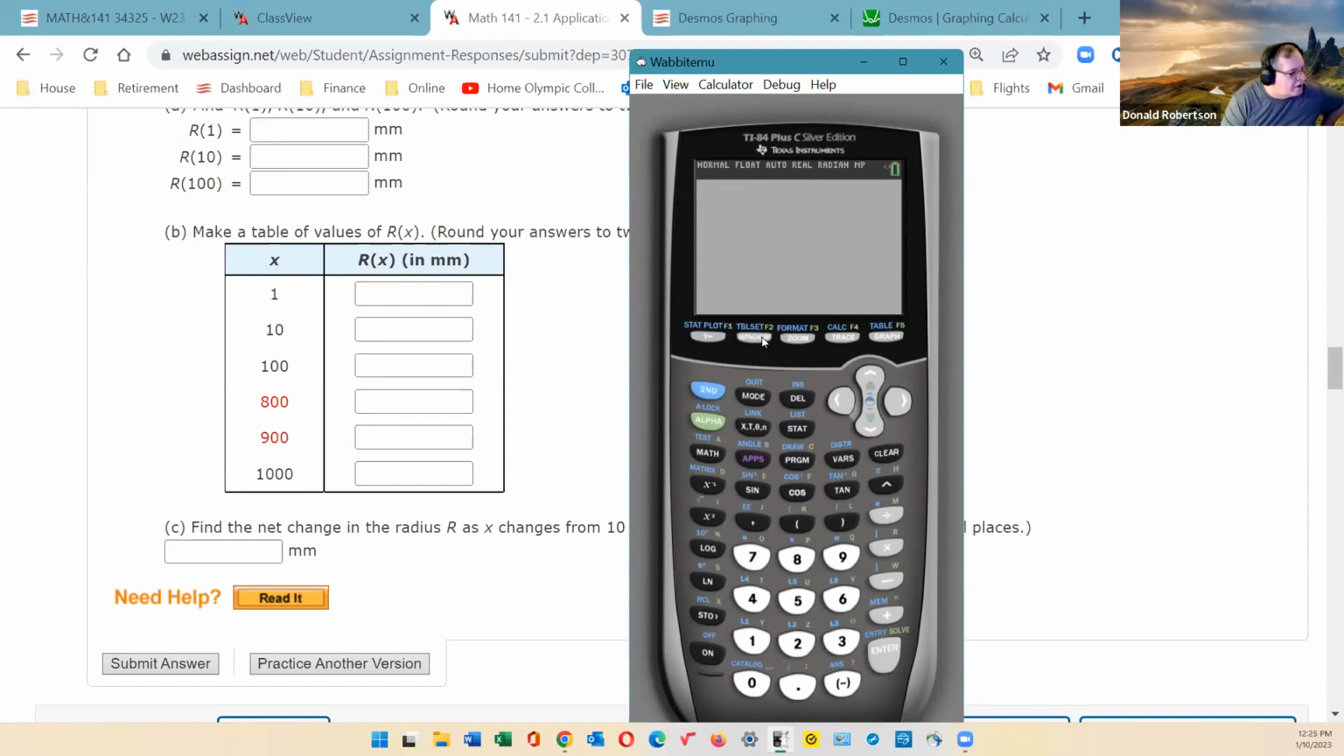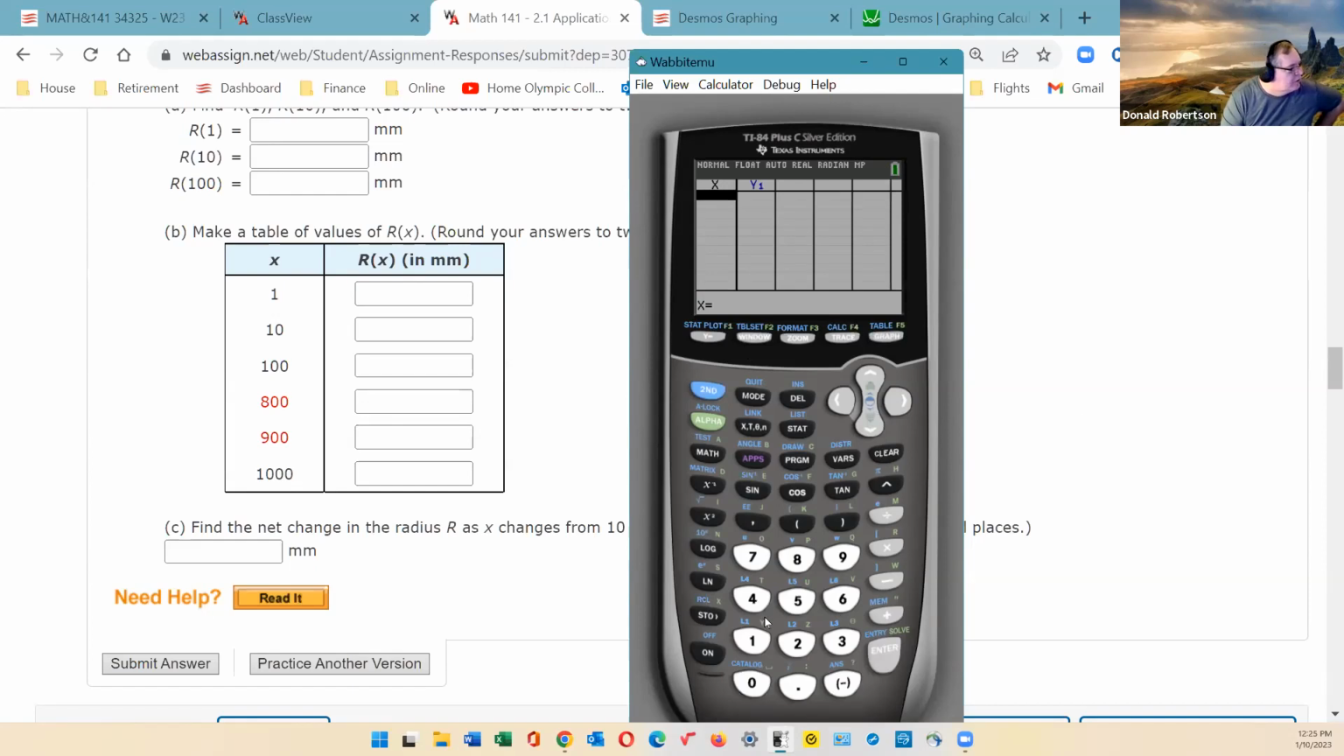Now, I've already set up the table. Oh, my calculator reset, right? So I'm going to go down then and set it up with that guy saying ask. Right? That's all you need to do. And then you go second table.